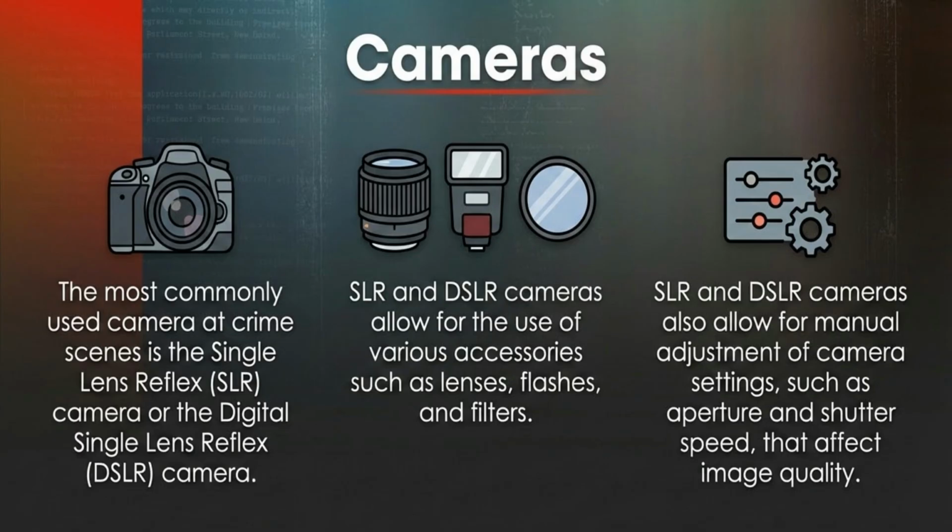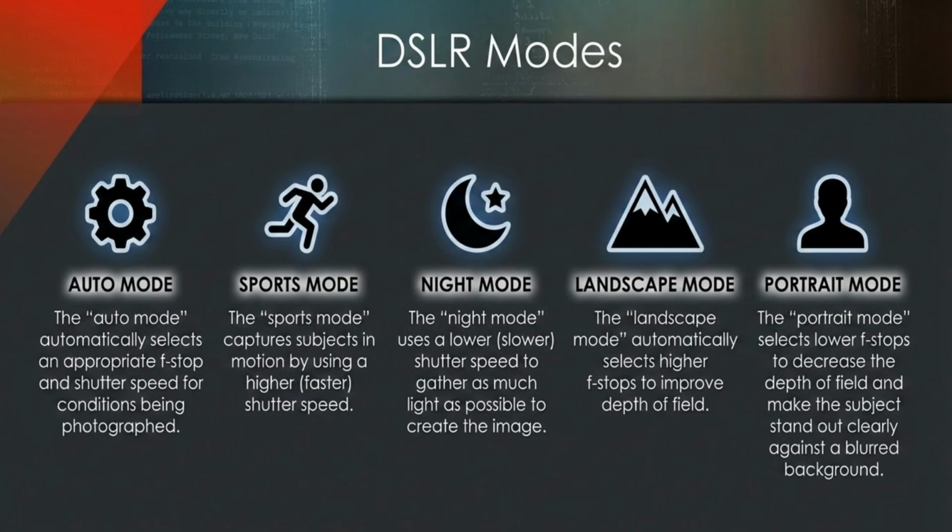Single-lens reflex, or SLR, and digital SLR cameras are the most commonly used. These cameras allow for various accessories like lenses, flashes, and filters, and provide manual adjustment of settings for image quality. DSLR cameras offer different modes. Auto mode selects the appropriate f-stop and shutter speed. Sports mode uses a faster shutter speed. Night mode uses a slower shutter speed. Landscape mode selects higher f-stops for greater depth of field, and portrait mode selects lower f-stops for decreased depth of field.